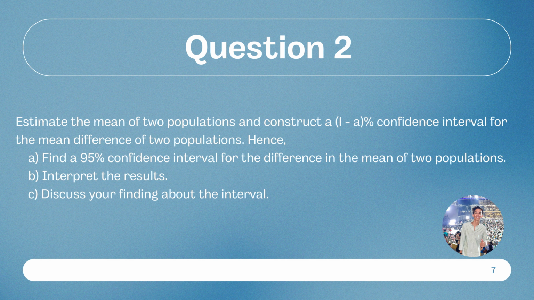For the second question, we have to estimate the mean of two populations and construct a 1 minus alpha confidence interval for the mean difference of two populations. For question A, find a 95% confidence interval for the difference in the mean of two populations. B, interpret the results. C, discuss your findings about the interval.